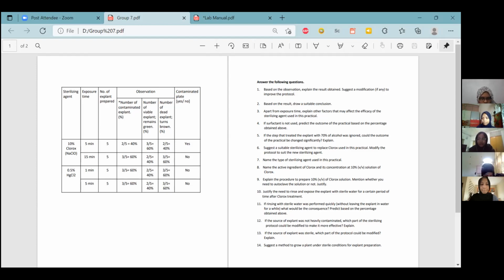For question number 9, explain the procedure to prepare 10% Clorox solution. Mention whether you need to autoclave the solution or not. For this question, I used the Clorox and the HgCl2.